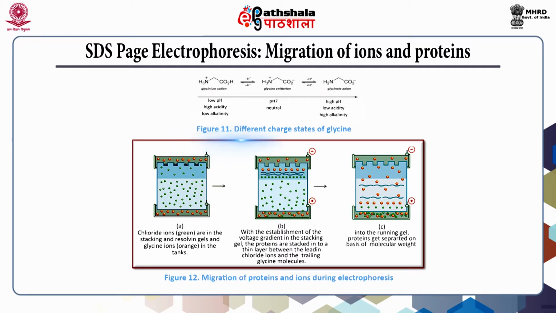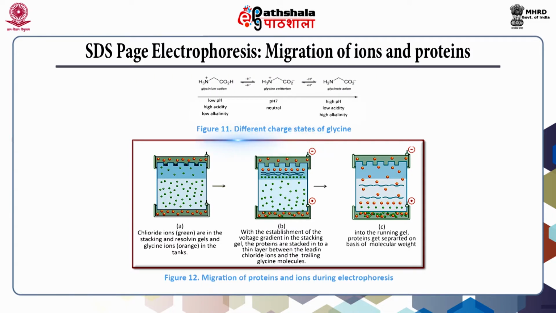A steep voltage gradient is created, resulting in two narrowly separated fronts of migrating ions, the highly mobile chloride front followed by the slower zwitterionic glycine molecule front, with proteins in the stacking gel having an intermediate mobility between these two. The proteins are thus stacked into a thin layer between the leading chloride ions and the trailing glycine ions.